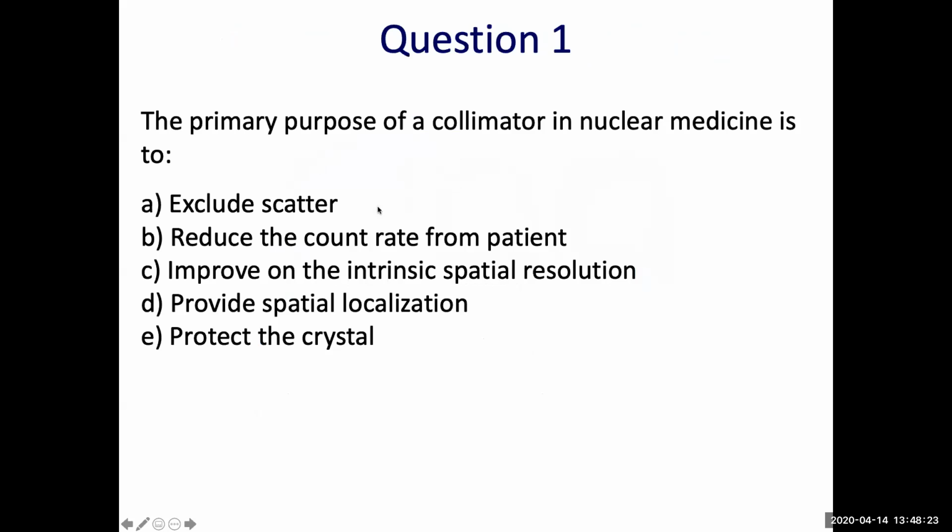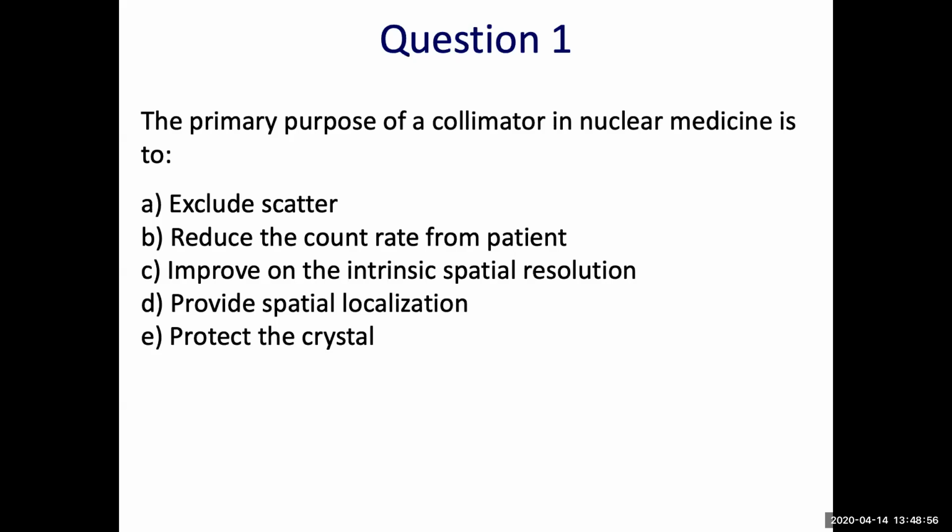Questions? The primary purpose of the collimator in nuclear medicine is to what? A, exclude scatter; B, reduce the count rate; C, improve the intrinsic spatial resolution; D, provide spatial localization; E, protect the crystal. It's only one answer here.